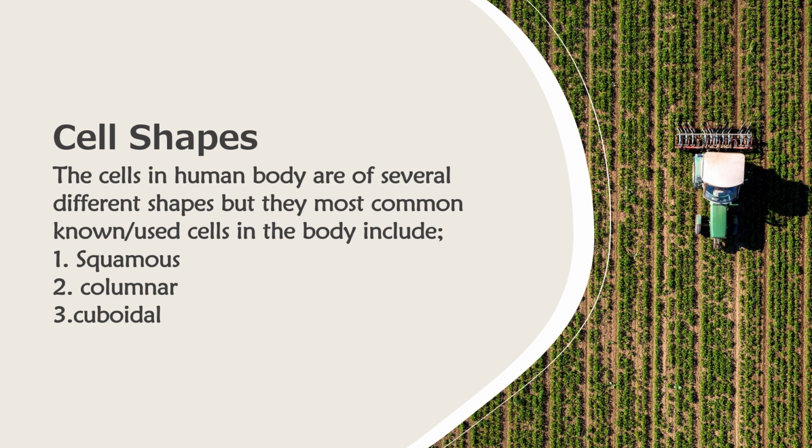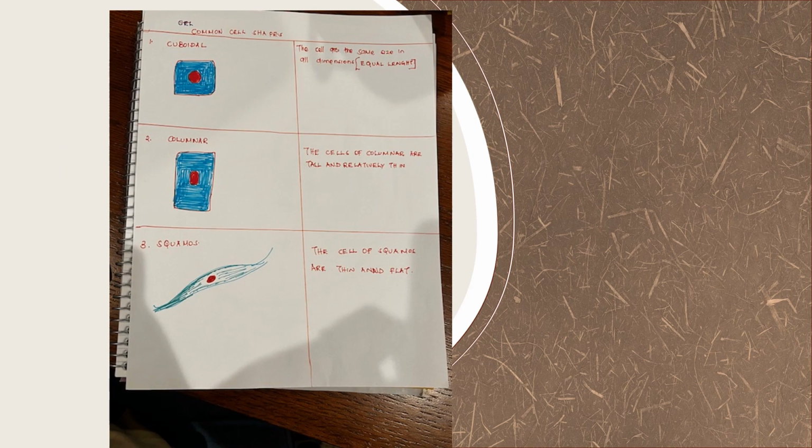So as we know, the cells in the human body are of different shapes and there are very many, but there are common shapes that we are going to look at that are found in the human body. That is the squamous, columnar, and cuboidal. Just as the description of their words, that's how they look. So here is a drawing I did about the cuboidal. It's kind of cube-like. All sides seem to be equal. The columnar one is tall and rectangular in shape. It's thin. And the squamous one is flat, a tiny and flat cell.